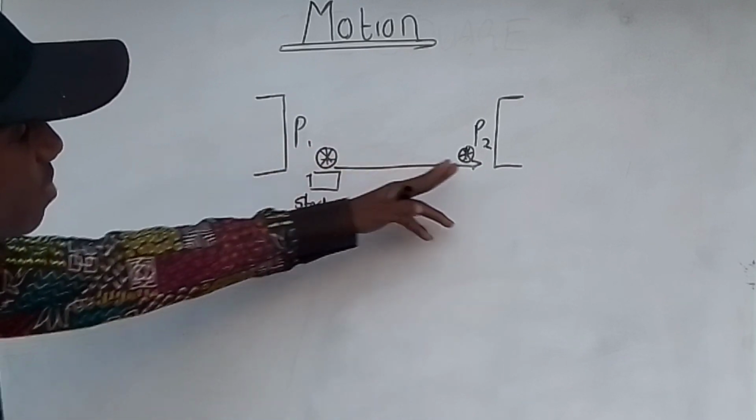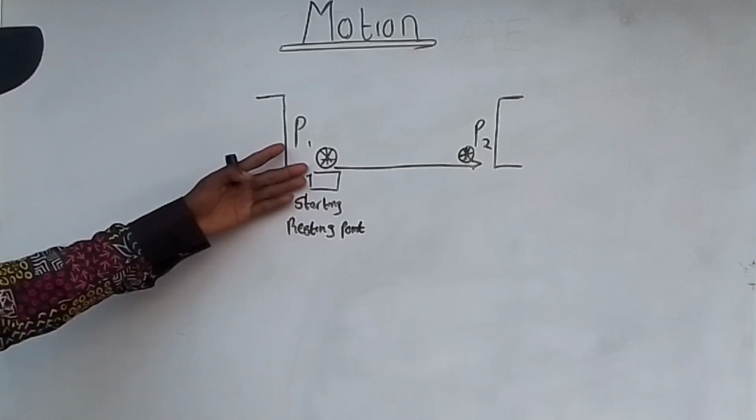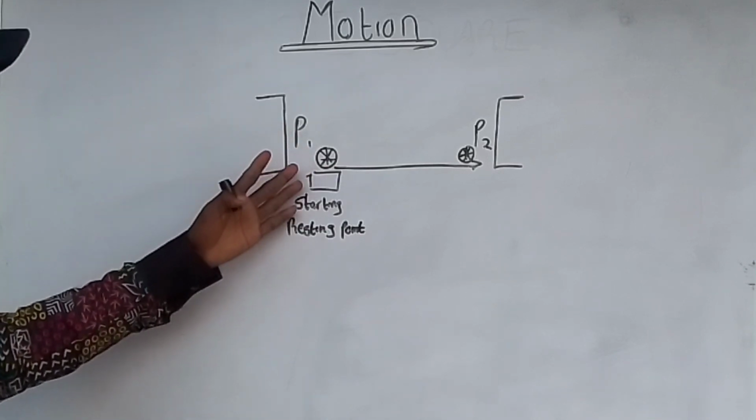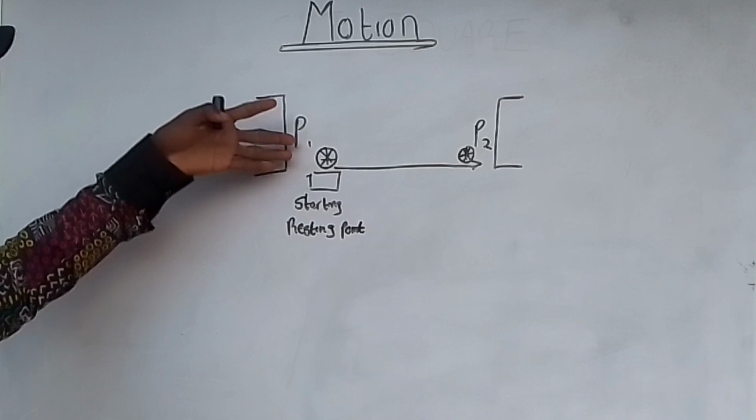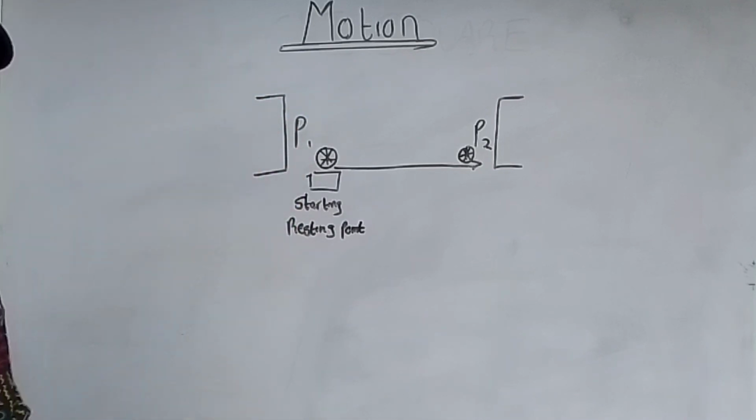As the ball moves from this place to this place, we can say that the ball is in motion, because from the definition of motion, we said that motion refers to the change in position of a body with respect to time. And if you look at this object, which is the ball, it changes position as a result of player 1, because as player 1 kicks, the ball changes position. So therefore, we can say that this ball is in motion.